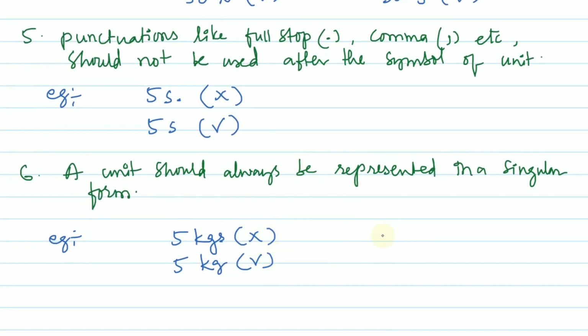Right? 100 meters. Some students will write 100 meters as 100 mts. This is the wrong way of representing. You have to write it as 100 m. This is the correct way of representing a unit in singular form. So in this video we have discussed fundamental units, supplementary units, derived units, and rules for writing units in SI. Hope you have understood this video. Thank you.